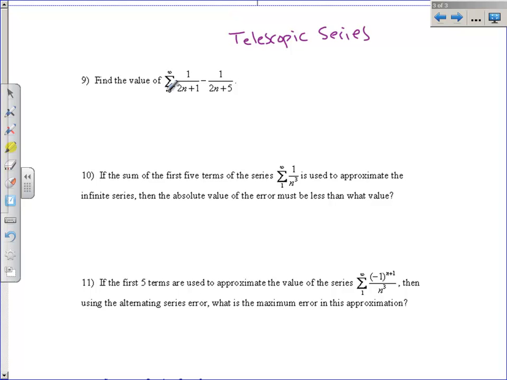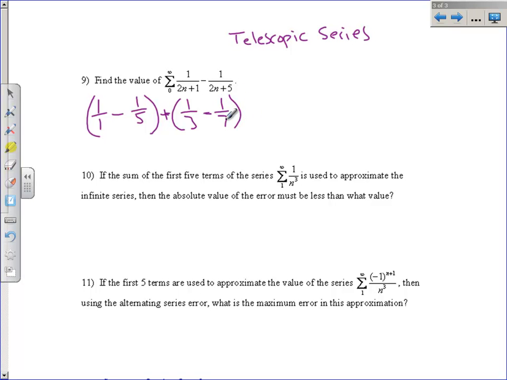So let's start by plugging in 0. If we plug in 0, we're going to get 1 over 1 minus 1 over 5. That's just the first term. So let's go to the next term. If we plug in a 1, we're going to get 1/3 minus 1/7. And nothing's canceling yet, so let's go to the next term. Now we're going to plug in a 2. We plug in a 2, we get 1/5 minus 1/9. Now I finally get something that is canceled here. Those 1/5 are going to go away.